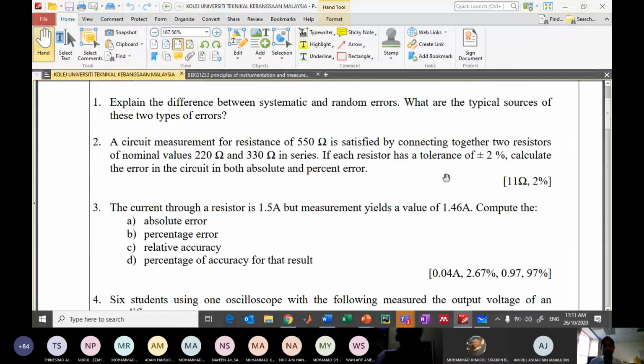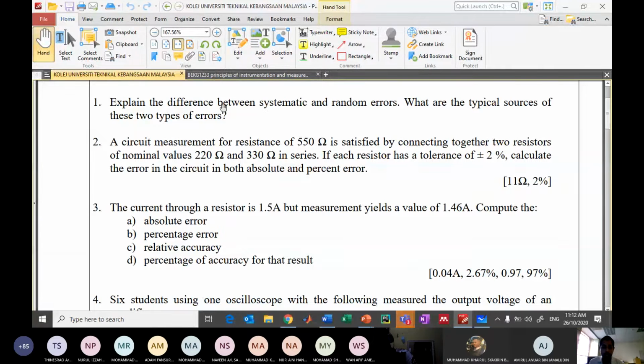Okay, now let's move to question number 3. Question number 3 is exactly similar to the example available in the lecture note. But for clarity, let's just repeat the steps to make sure that you grasp the concept. So the question is, the current through a resistor is 1.5 amps. So this is the expected value, 1.5 amps. But the measurement yields a value of 1.46 amps. So we need to compute this error.